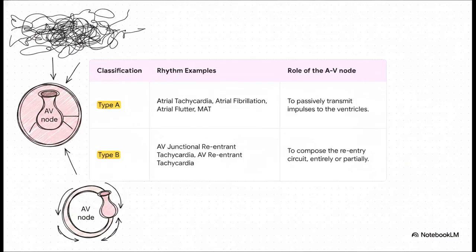Now, this table presents that fundamental classification perfectly. In what we'll call type A rhythms, think atrial fibrillation or flutter, the arrhythmia starts up in the atria. The AV node in this case is just acting as a passive, rate-limiting conduit, just passing those impulses down to the ventricles. In stark contrast, for type B rhythms, we're talking AV nodal reentrant tachycardia or AV reentrant tachycardia, the AV node is an indispensable piece of the re-entry circuit itself. Without the AV node, that circuit literally cannot exist.